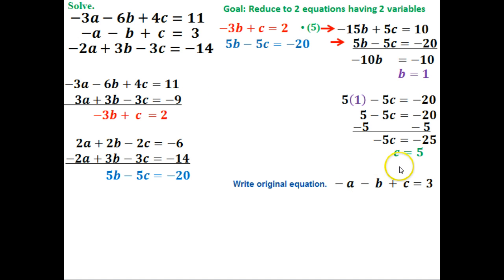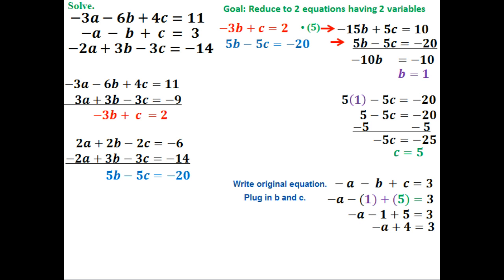Now what I do is I plug in my values for b and c into this equation here. So I know b is 1 and c is 5, so I plug those in now. Now that I've got all those plugged in, I can just simplify it. That's negative a minus 1 plus 5 equals 3. Negative 1 plus 5 would give me 4. Now I move my 4 over to the other side. I subtract 4 from both sides. Negative a equals negative 1, which means that a equals 1.